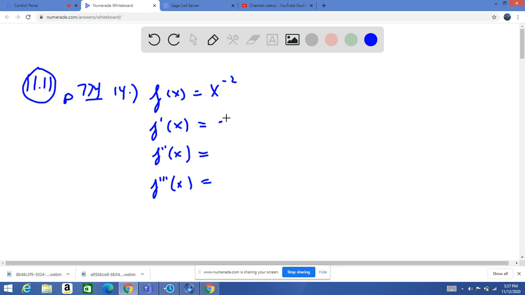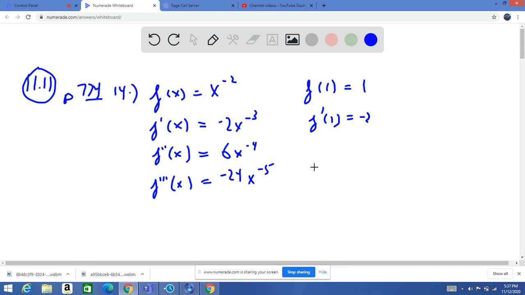So what is that? Negative 2x to the negative 3, positive 6x to the negative 4, or 6 over x to the 4th, and negative 24x to the negative 5. All right, so we evaluate this at 1. We want to expand this near 1. 1 to the negative 2 is 1. Negative 2 times 1 to the negative 3 is negative 2. f prime at 1 is negative 2. f double prime at 1 is therefore 6.